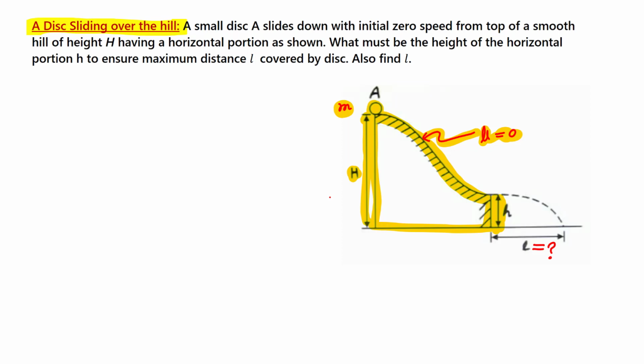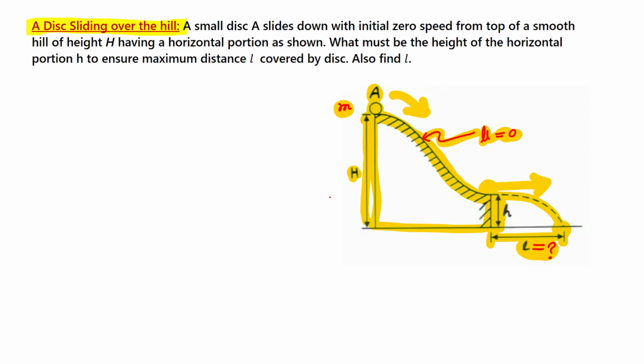A very small push is applied, so this block A or this disc A starts falling over this curved surface. At a certain point of time it reaches here, and once it reaches here it will gain some velocity, and due to this velocity it follows a projectile path. So this is the projectile path, and finally it hits the ground at a distance L from the foot of the hill. We have to find this distance L so that this distance is maximum. So we have to maximize this distance.